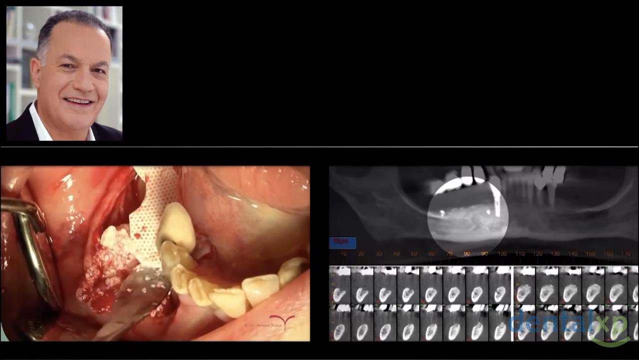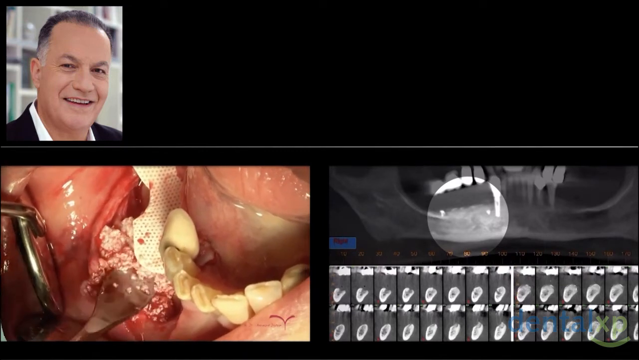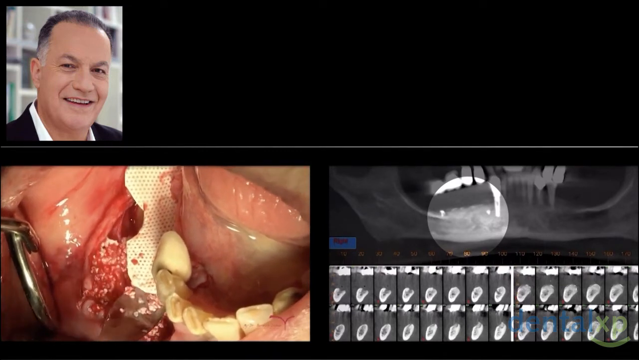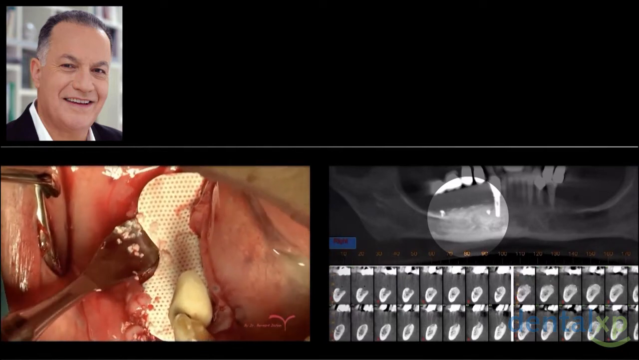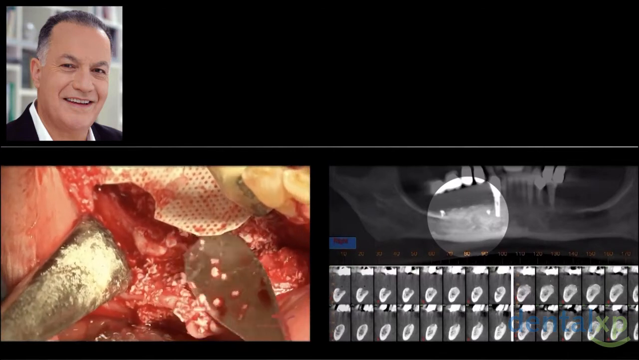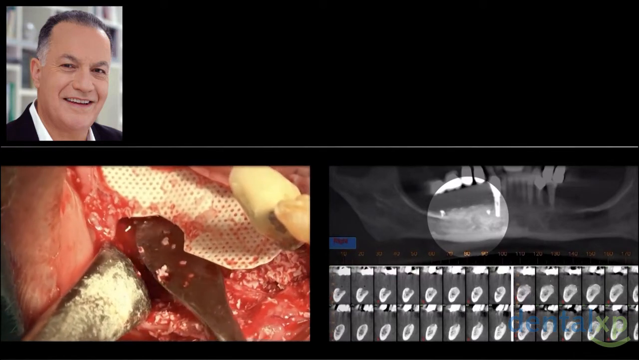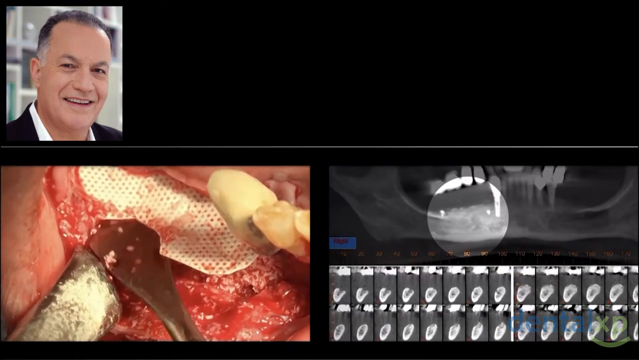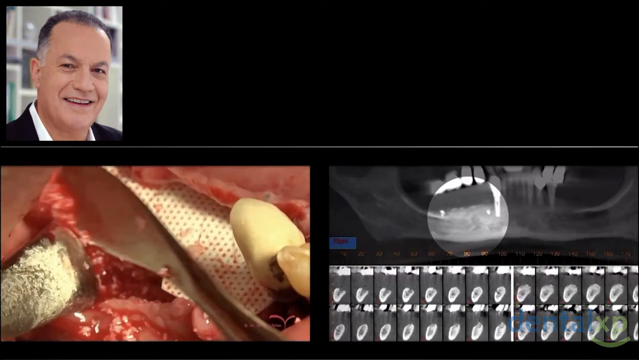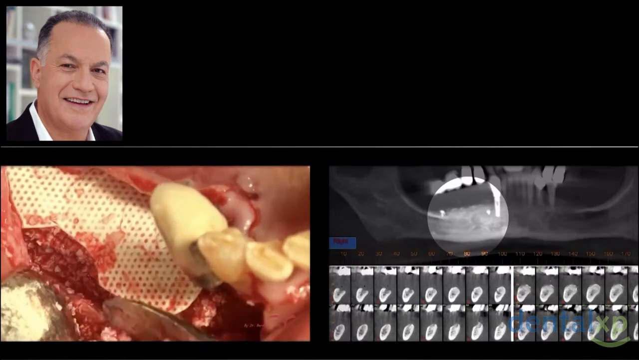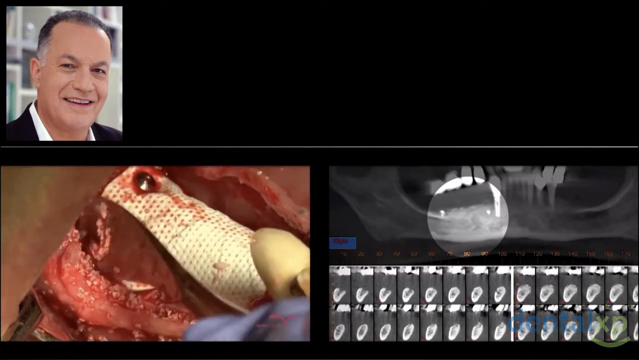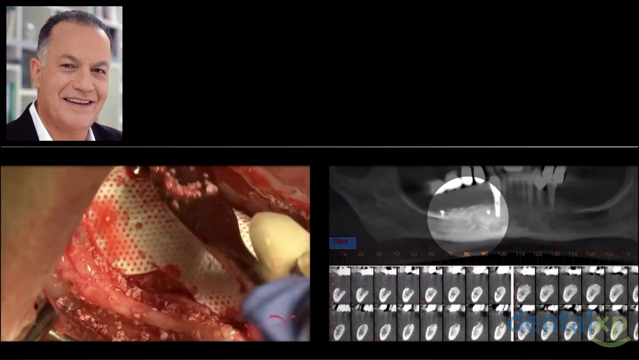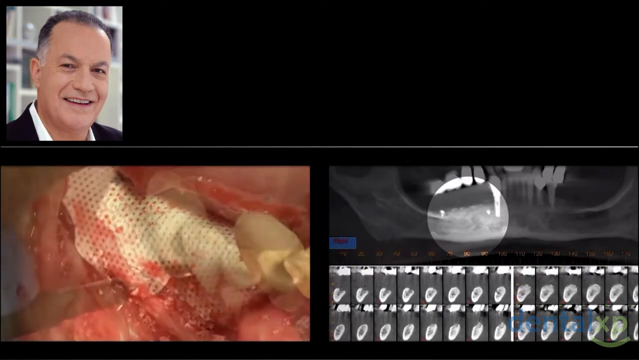We can see on the left side the placement of a membrane, some bone to help and to give a basis for the bone formation. Fixing the membrane.